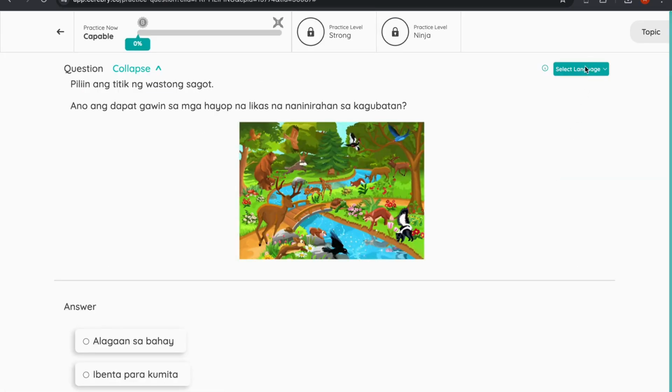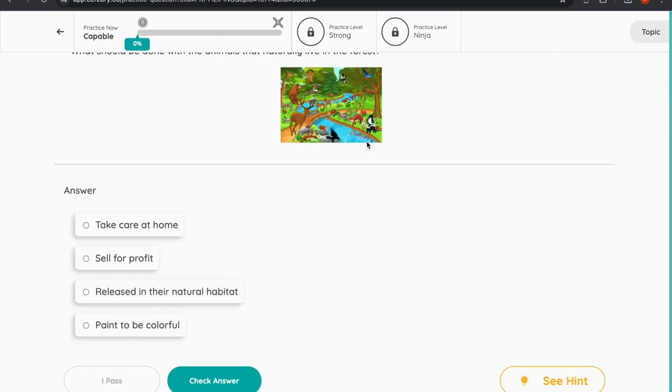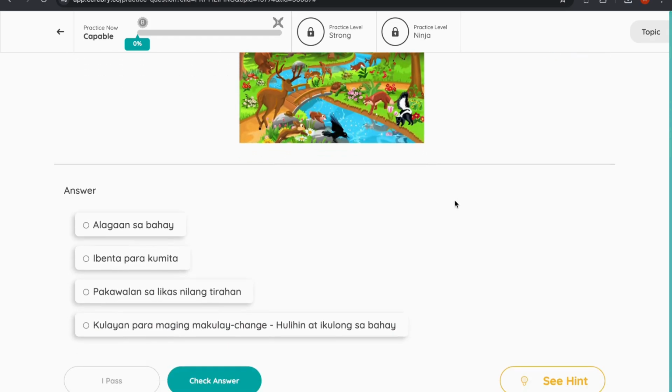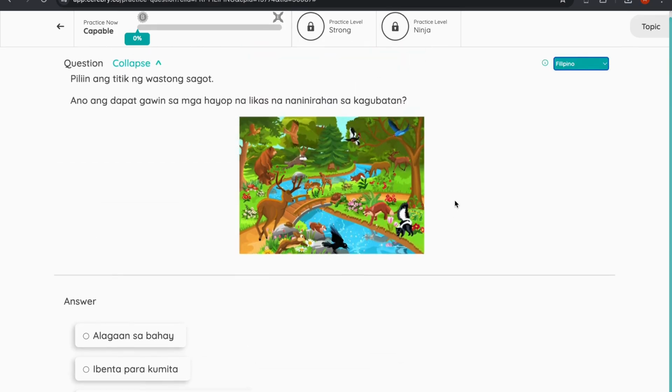The students can choose the language that they wish to view this content in. Clicking on English will enable the user to view the questions in English. Changing the language back to Filipino will ensure that the content is visible to the user in Filipino.